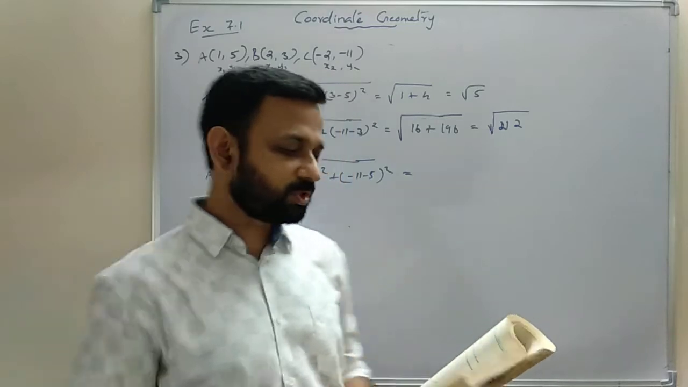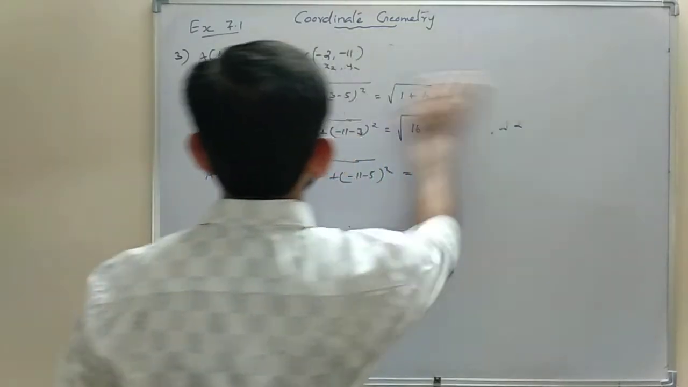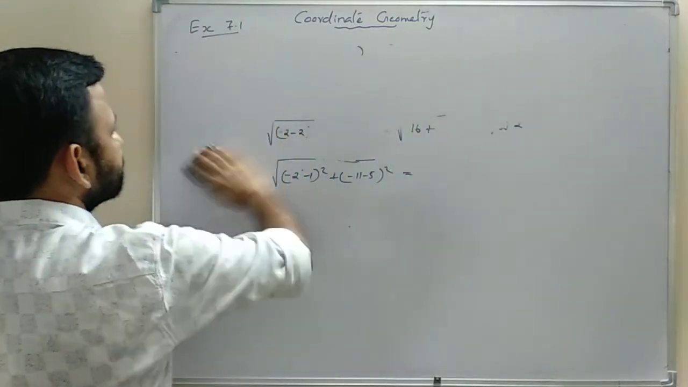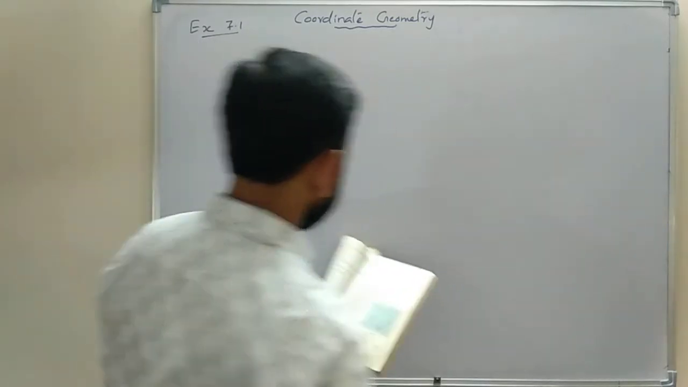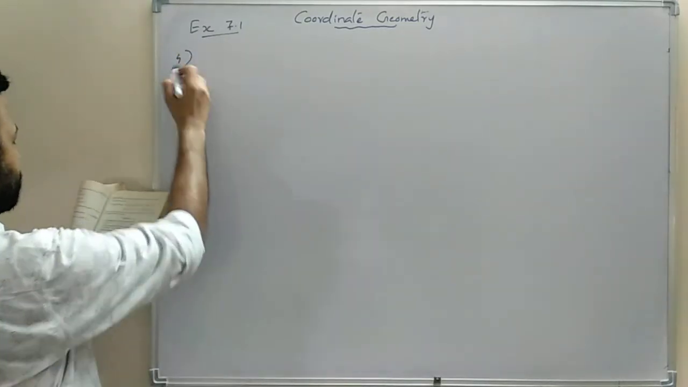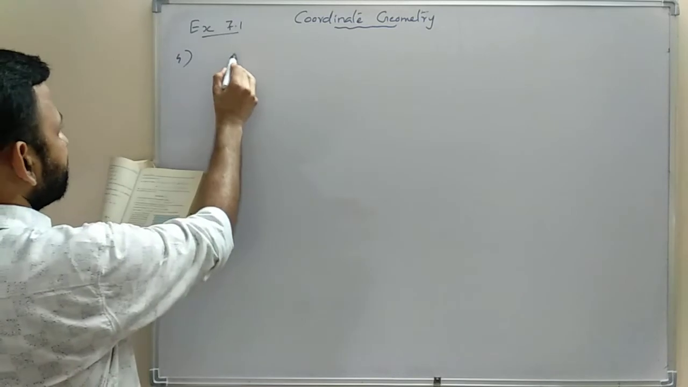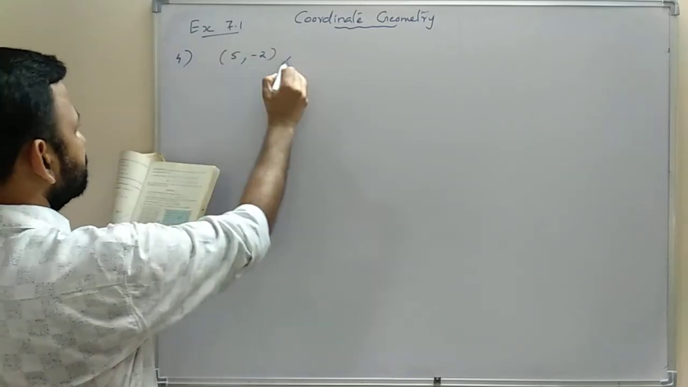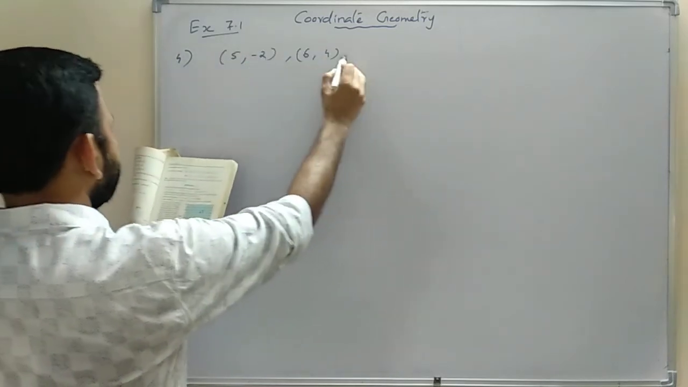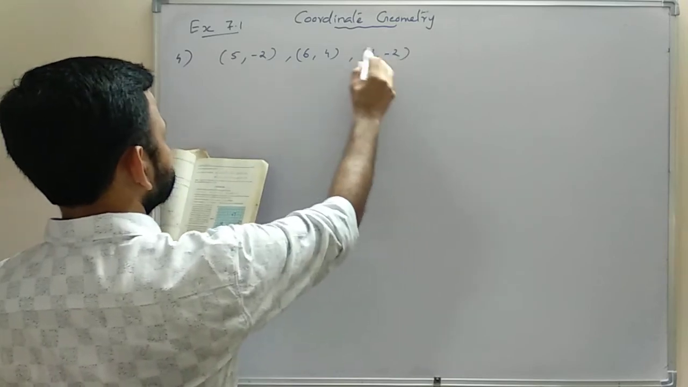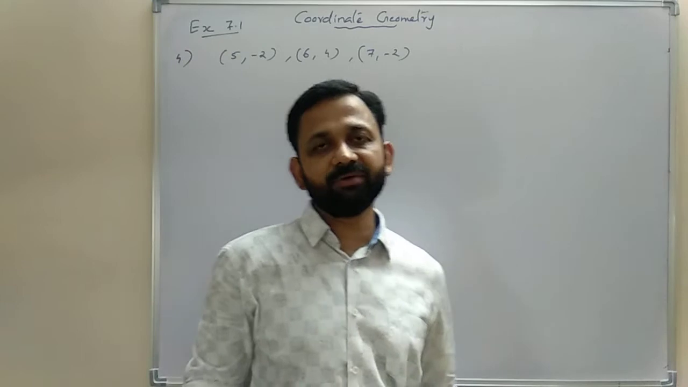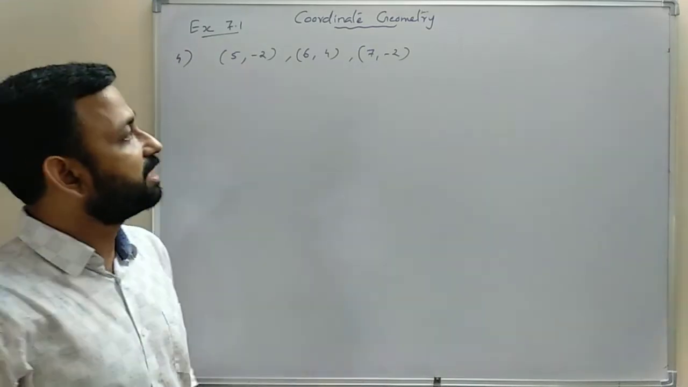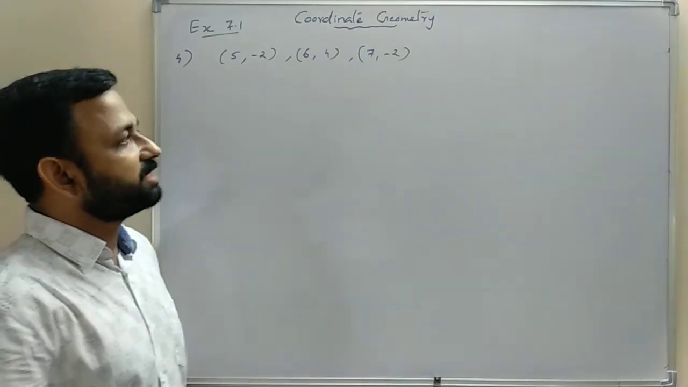Then the fourth question, question number 4. Check whether (5, -2), (6, 4) and (7, -2) are the vertices of an isosceles triangle. So we have to check whether these 3 points are the vertices of an isosceles triangle.